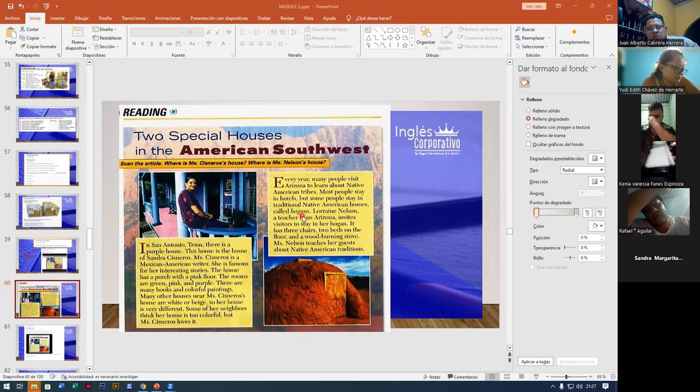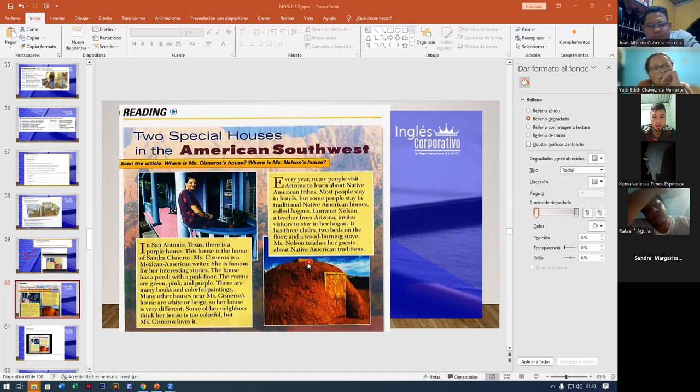Hogans, that mean chozas. Que a veces son hechas de tierra. Algunas son hechas también de madera. You can see the door here. It is wooden, the material, and the rest of the house is like ground. It's just como de tierra, son chozas. Do you think they are small or big? Small. It's small, right?